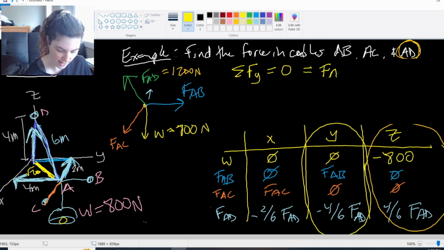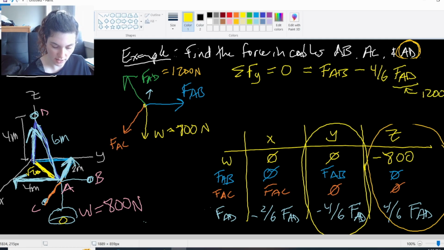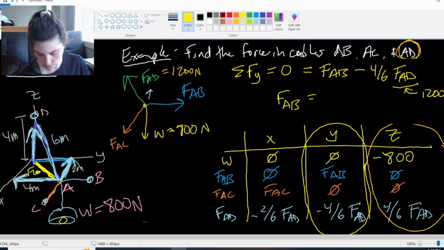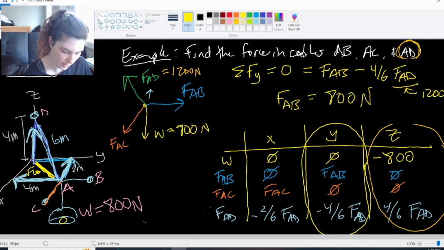So that's FAB minus 4/6 FAD. Plugging in that 1200 that we just found in here for FAD, I get FAB equals 1200 times 4/6 gives me 800. 800 newtons is what our FAB is. I'll write that over here. FAB is, coincidentally, just like our weight, 800 newtons.